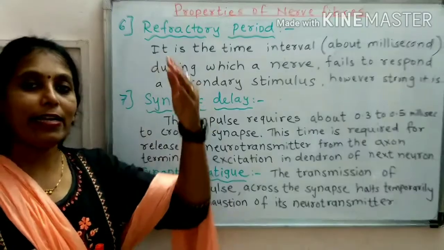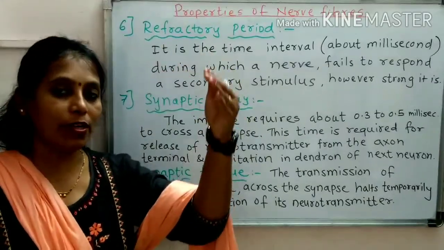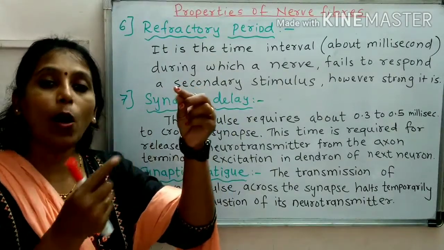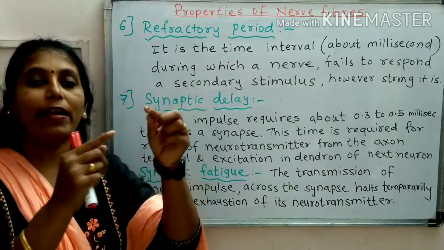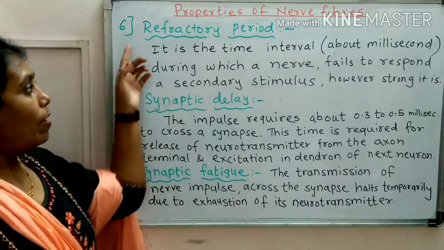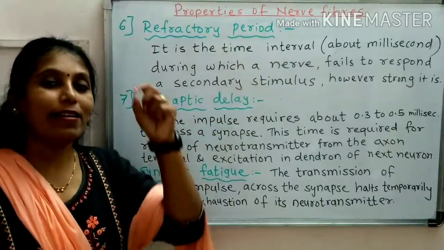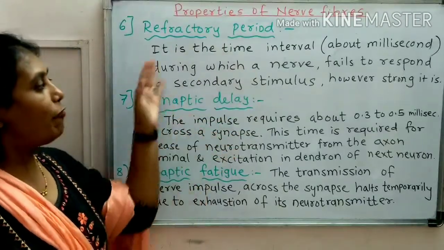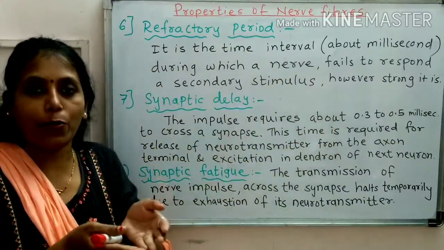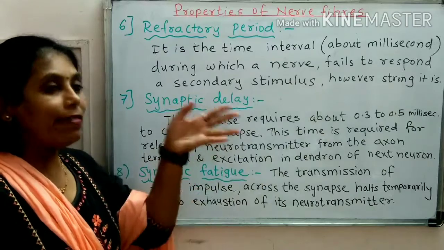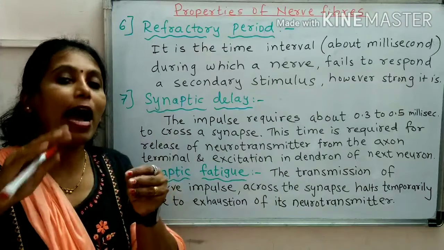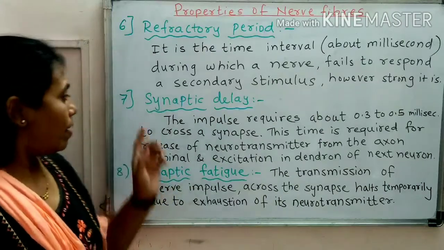Whenever we provide a stimulus to the nerve, it carries the impulse throughout its length, and it transfers that impulse to the next neuron. So refractory period means the time which is required for the nerve to take its halt, you can say, or take a rest. At that time, that nerve will not give a response to a second stimulus, however strong it is.